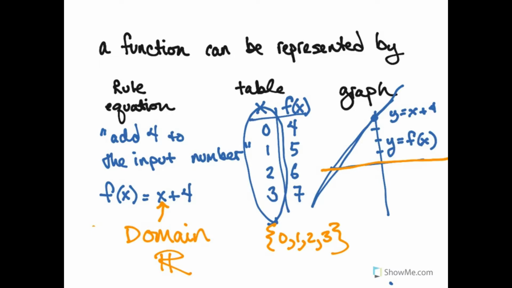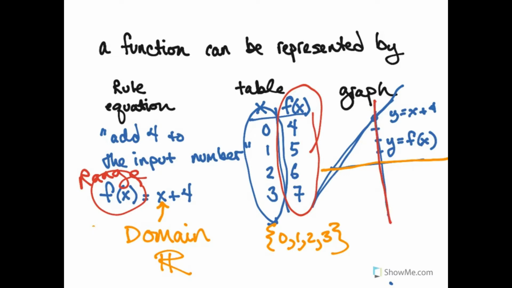The output of the function is called the range. The range is the answer set. When we put in an x, we get a y in the range. So here's the range of the table, and the range of the graph is on the y-axis.